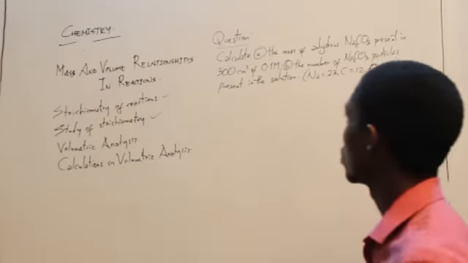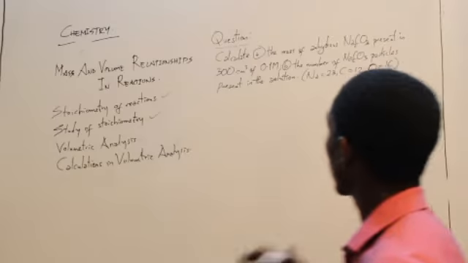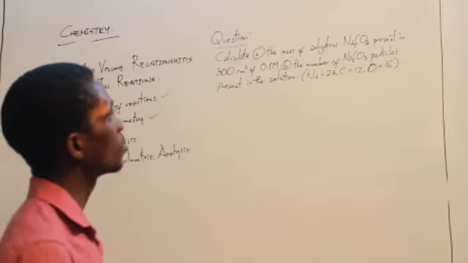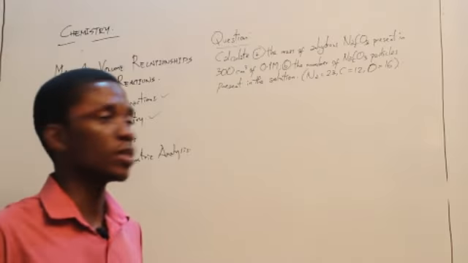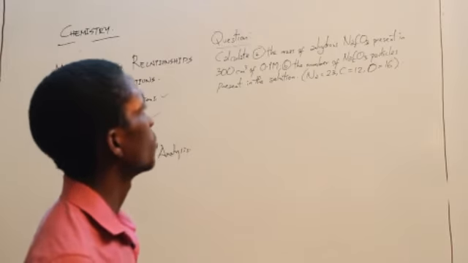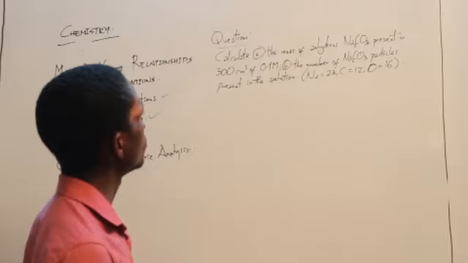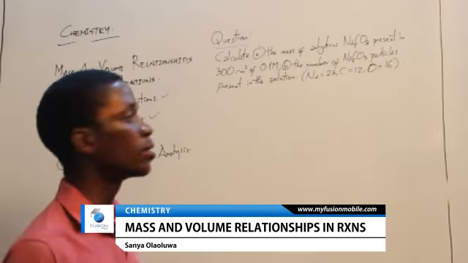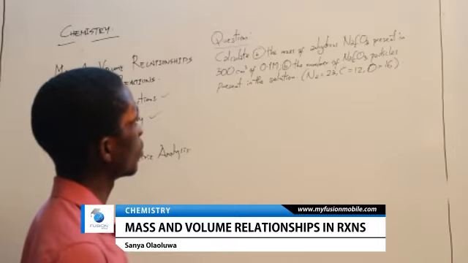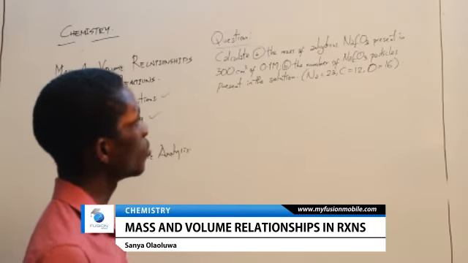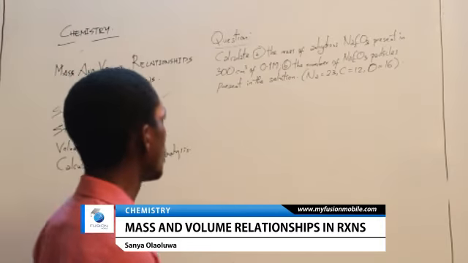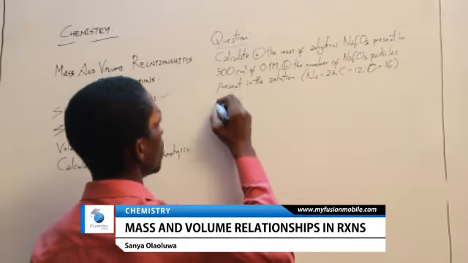Let's take this question. We have the question: calculate the mass of anhydrous sodium trioxocarbonate IV present in 300 cm cube of 1 molar of the substance. So we're having 1 molar. Let's pick out our parameters. First thing we know is the molarity.